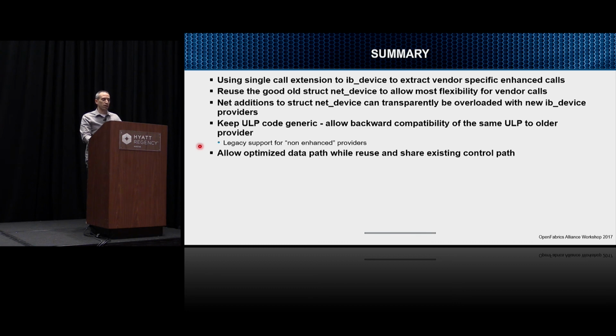Okay, so to summarize, the proposal here is basically to use a single extension to the kernel verbs IB device, which can allocate the RDMA net device. We reuse the net device as the carrier of the vendor-specific callbacks. So every update to the net device and new additions to the net device will be automatically added here, so the vendor that performs enhancement can also overload those functions as well. We keep the ULP code generic, so we allow backward compatibility with the vendors or providers that do not support the enhanced mode. And we allow optimized data paths, so we can have very optimized functions and hardware-specific optimizations for the data path.